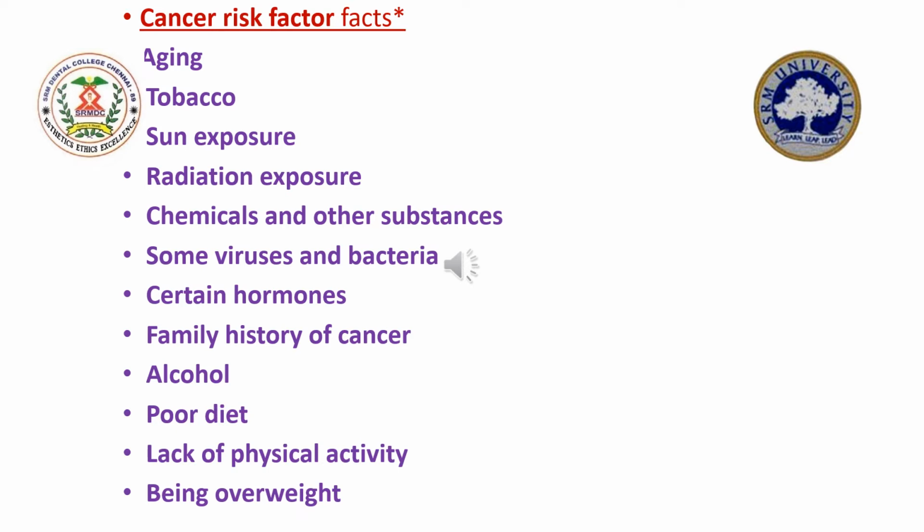Next, coming to family history. Cancer is an inherited disease. Why? Because the DNA is carried on to the offspring, and any mutation in it is reflected even in the offspring. Alcohol. Alcohol is a known carcinogen.